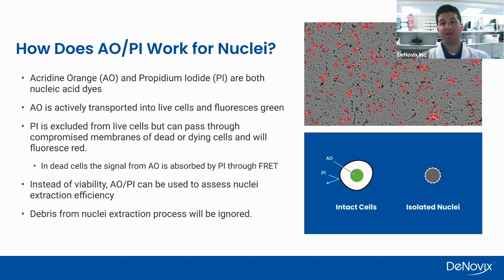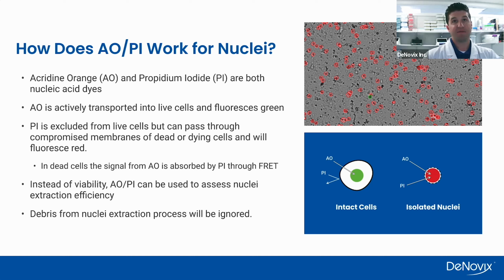So a background on AOPI, and you can see the nice cartoon on the screen highlighting what I'm discussing here. AO, acridine orange, and PI, propidium iodide, are both fluorescent nucleic acid dyes. AO is actively transported into live cells and fluoresces green. And PI behaves similarly to trypan blue in that live cells exclude the dye due to its large size, but cells with a compromised cell membrane undergoing apoptosis will include the dye into the nucleus and fluoresce red. Both stains require nucleic acid to bind with to fluoresce either green for AO or red for PI.